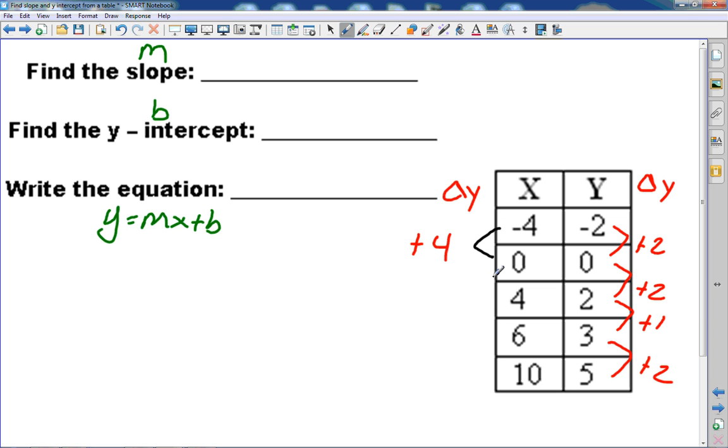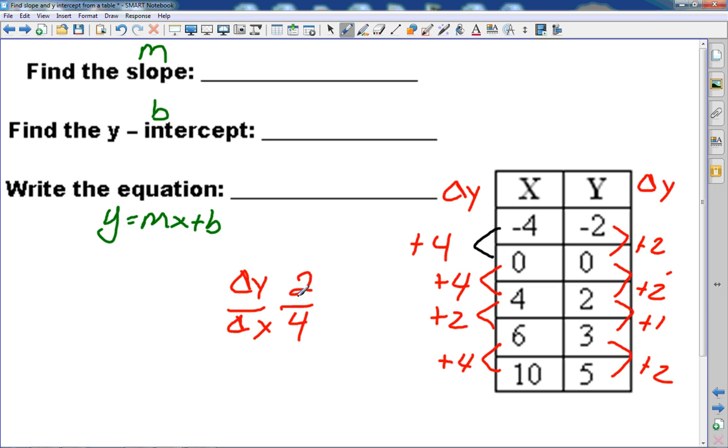plus 4, plus 4, plus 2, plus 4. So now I'm going to come over here, I'm going to do delta y over delta x. Now be careful, this is where people mess up. This is delta y, it is 2 over 4. Guys, the top is smaller than the bottom. That's a fraction. That's 1/2. Look right here, 1 over 2. That's 1/2. See how these are the same?